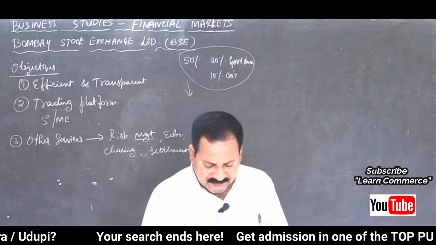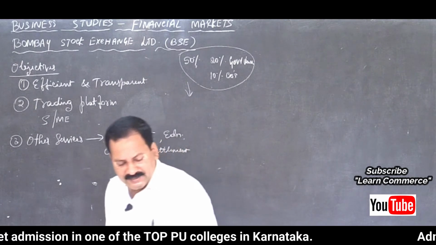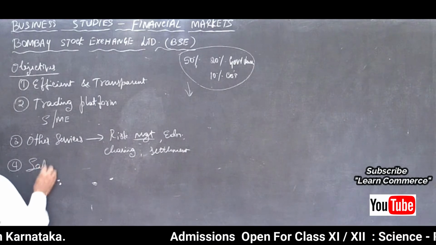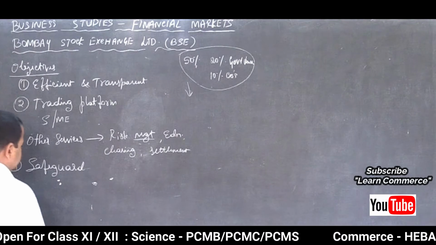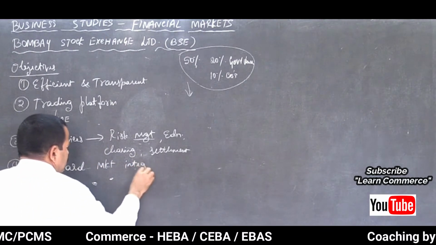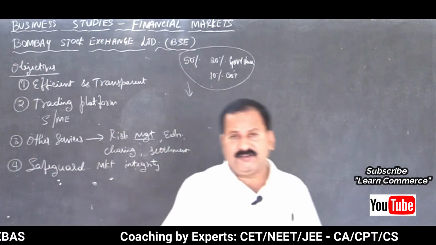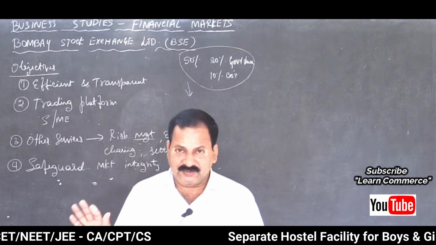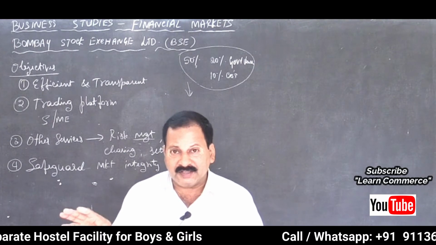Then next one, the fourth one, is to ensure active trading and safeguard market integrity. To safeguard market integrity. What do you mean by integrity? That means the people should trust the market. Once the people believe that yes, the market is transparent and there are no misappropriations, they will come, and they will start doing their dealings.